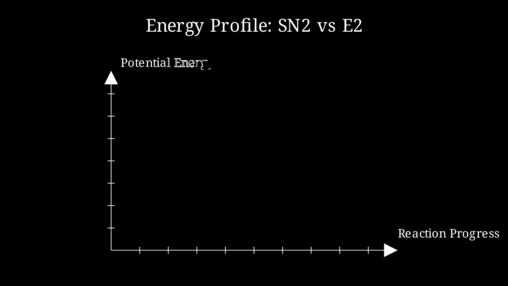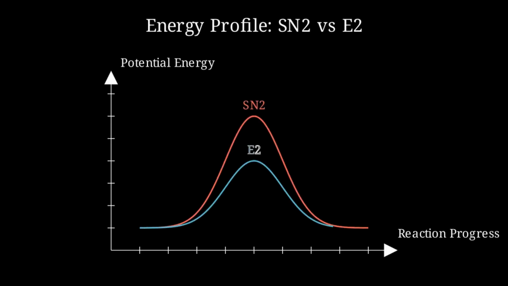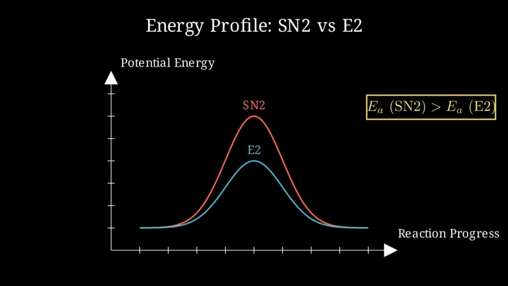Comparing the energy profiles, the activation energy for SN2 on a tertiary center is prohibitively high. The E2 pathway provides a much lower energy transition state, allowing the reaction to proceed rapidly toward the elimination product.